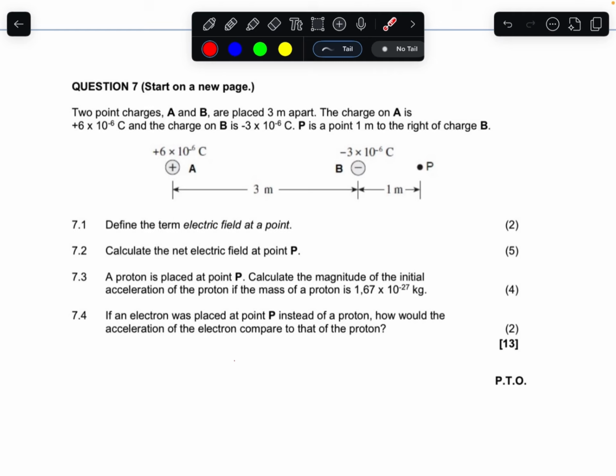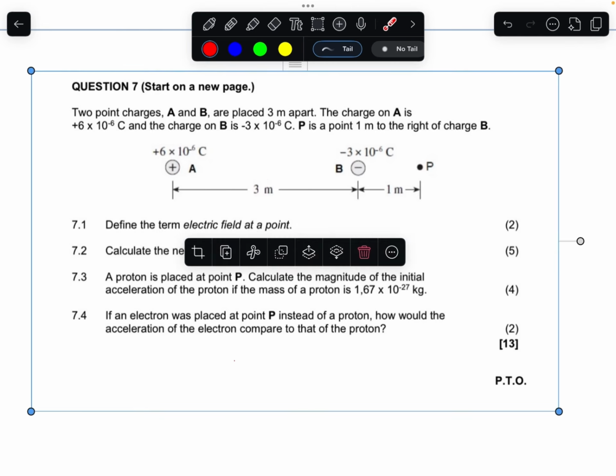It says in 7.1, define the electric field at a point. This definition, guys, you can define by the formula that electric field is equal to force over Q. According to an exam guideline, the electric field at a point is the electrostatic force experienced per unit positive charge placed at a point. So you can use that to define it using the exam guideline.